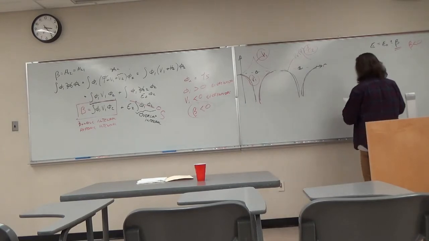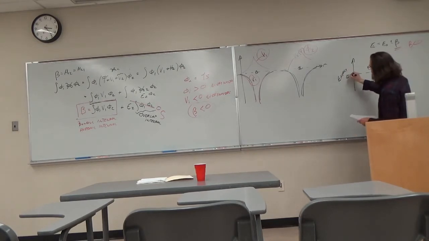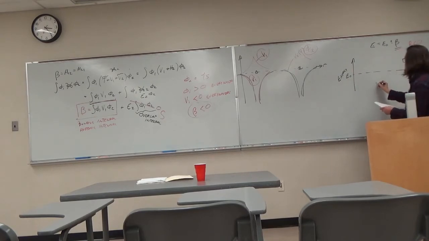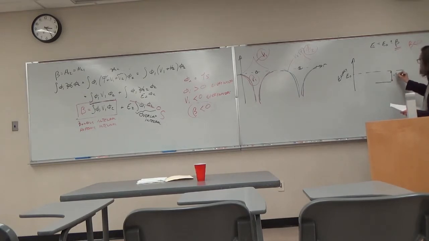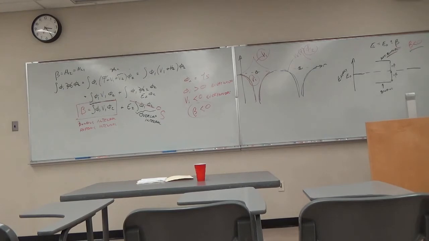What that means is that now we have energy, we have E0, plus beta, beta is less than 0, and let's call these both plus beta. This is bonding. And these are anti-bonding. So we have an expression for our bonding and our anti-bonding sites.